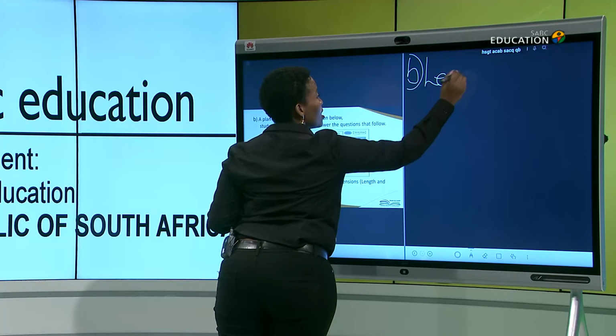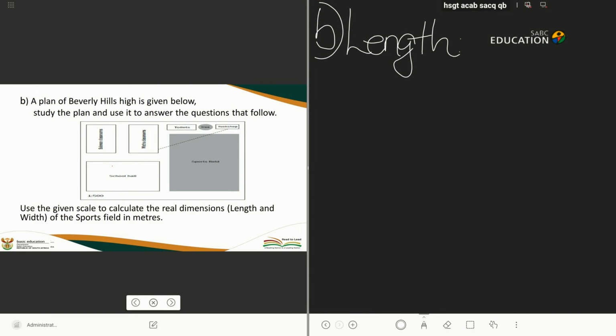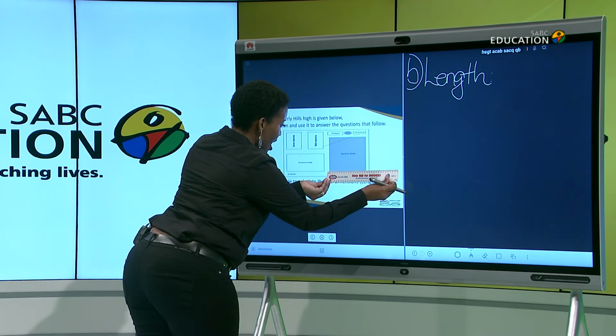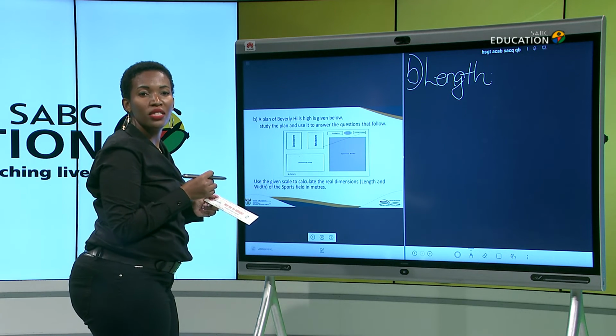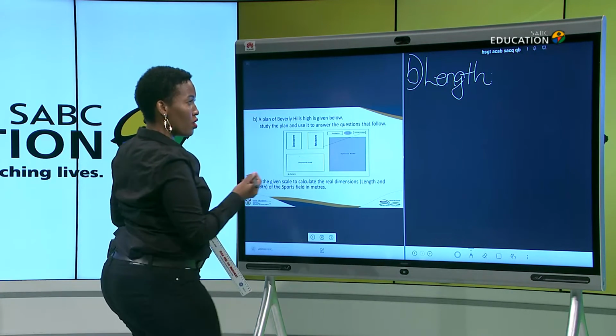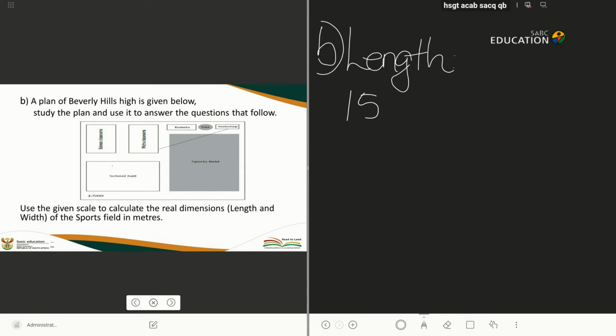So I will just do the length. Your length is normally your longer side, and I'm going to take my ruler and use the millimeters and measure my length from 0 up to here. I'm getting 155 millimeters. The 155 millimeters is the distance that I measured on the paper. So it is 155 millimeters, measured on the paper. That is the distance on the map.